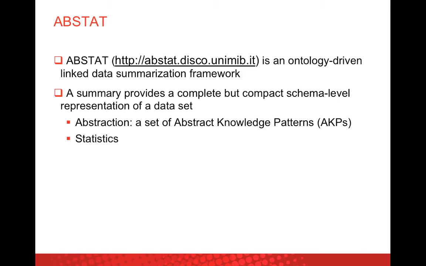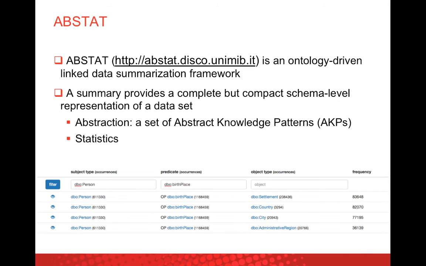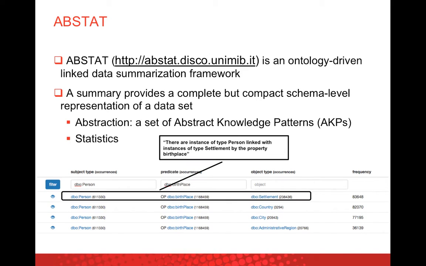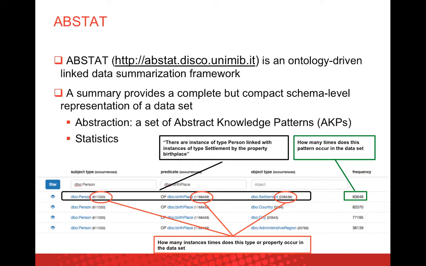The summary is composed of a set of abstract knowledge patterns, that we will call patterns from now on, and statistics. This is how a summary looks like. A pattern tells that there are instances of type person linked with instances of type settlement using the property birthplace. Together with these patterns, ABSTAT also represents statistics like how many times does this pattern occur in the dataset, or other statistics like how many times does this type or property occur in the dataset.